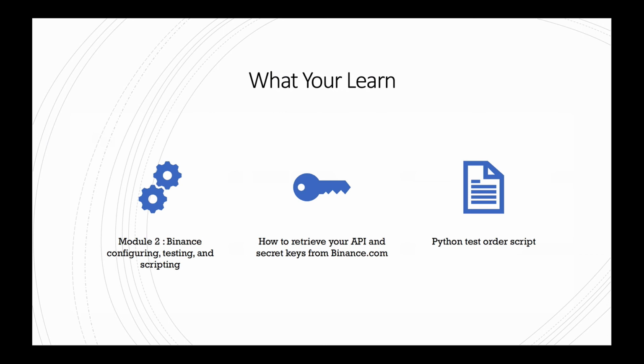So in the second module, we have Binance configuring, testing, and scripting. Also, how to retrieve your API and secret keys, how to implement them, and get a real-world test order pushed through or get a fill. And that's pretty well it.